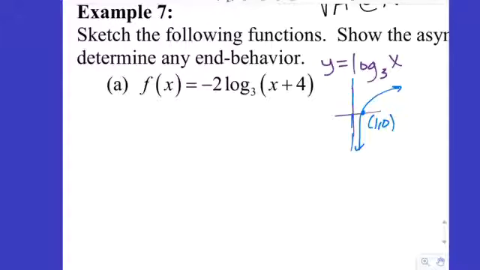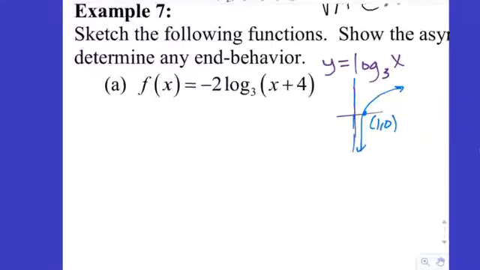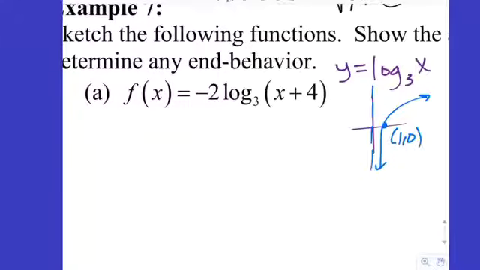It sure looks like it, right? So let's go ahead and just talk about what's going to happen to this graph. The negative out front is going to be a reflection across the what axis? The x-axis. The 2 is a vertical stretch by a factor of 2, and then the plus 4 picks the graph up and moves it left 4.